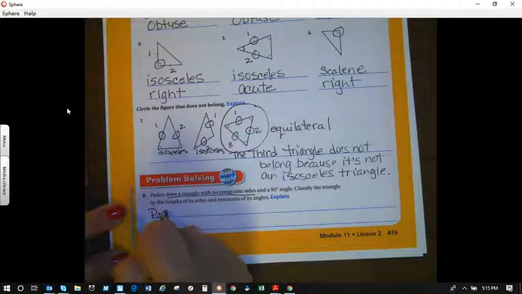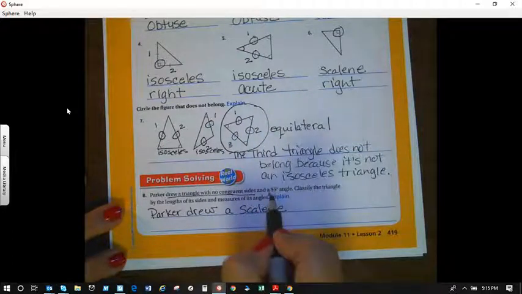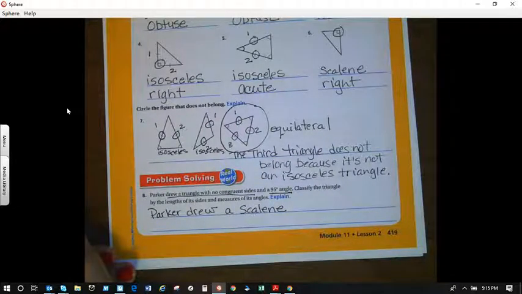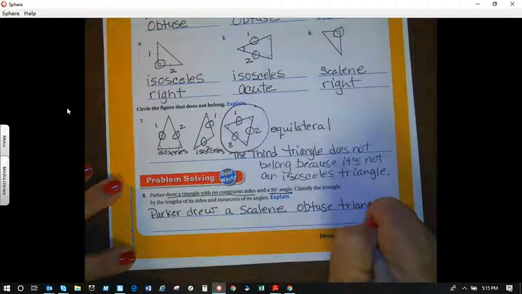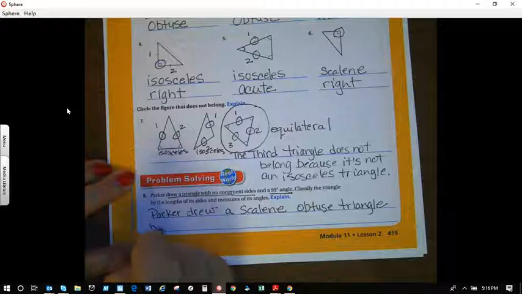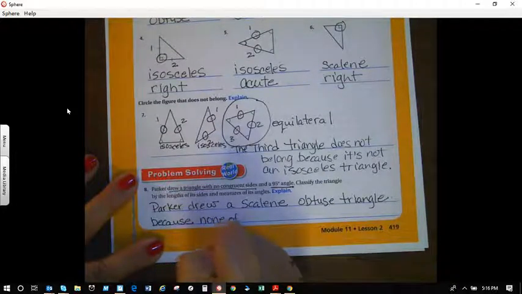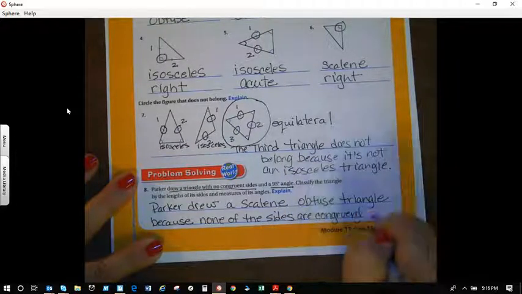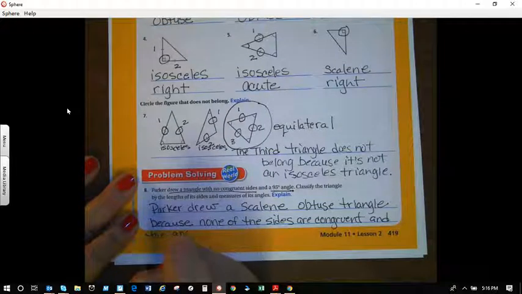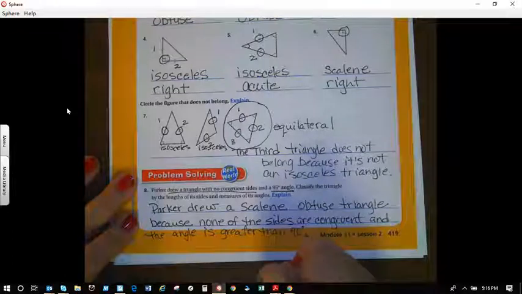So Parker drew a scalene, and a 95-degree angle. If it is greater than 90, what kind of triangle would that be? Obtuse. So Parker drew a scalene obtuse triangle because, now what was the reason? None of the sides were congruent. And the angle is greater than 90 degrees. Okay? All right.